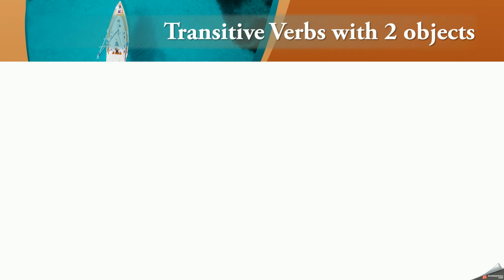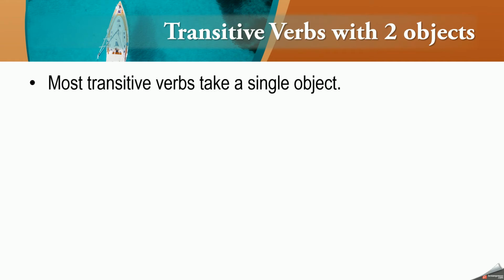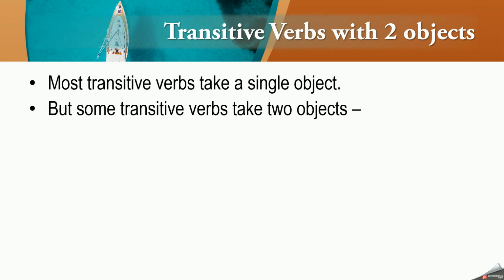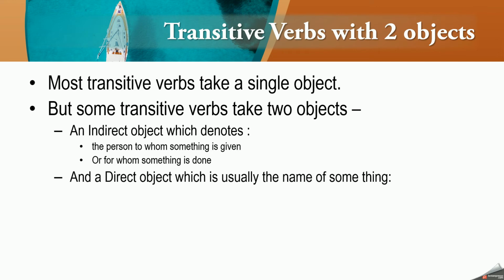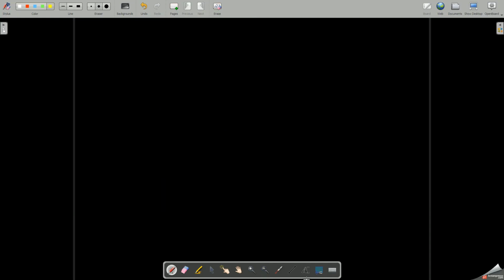Transitive verbs with two objects. Now most transitive verbs take a single object, but there are also certain transitive verbs which take more than one object, like an indirect object which denotes the person to whom something is given or for whom something is done, and a direct object, like "his father gave him a watch." So I'll try to explain this.